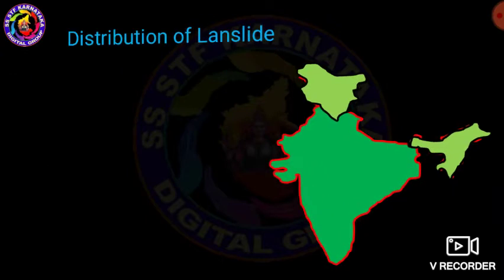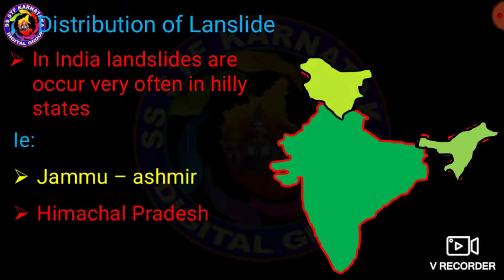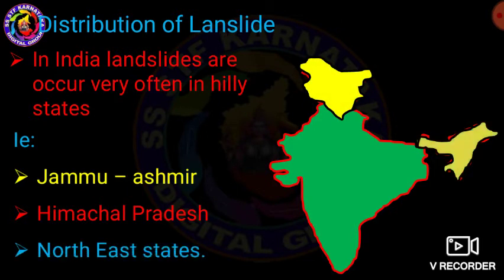And let's move on to the distribution of landslides. In India, landslides occur very often in hill states like Jammu and Kashmir, Himachal Pradesh, and the northeast states. In the map, in India, landslides occur very often in hill states. The hill states are Jammu and Kashmir, Himachal Pradesh, and the northeast states. These are the distributions of landslides.